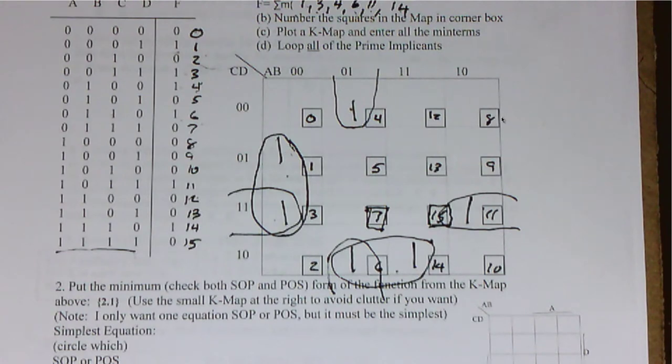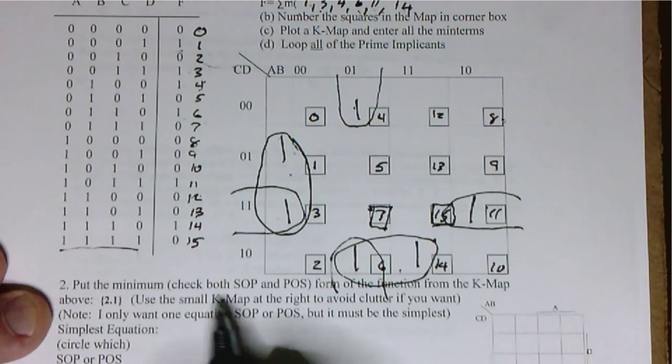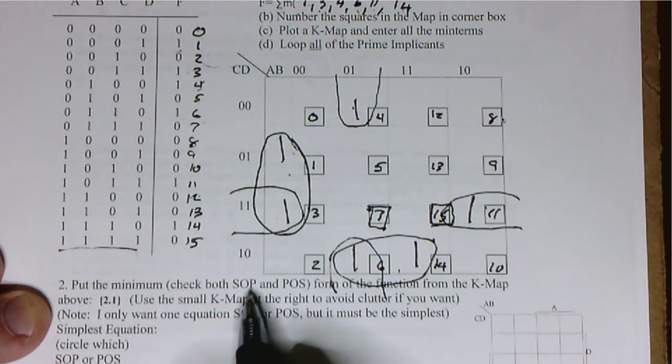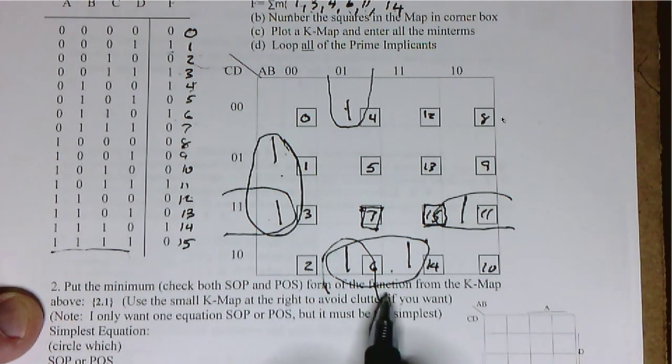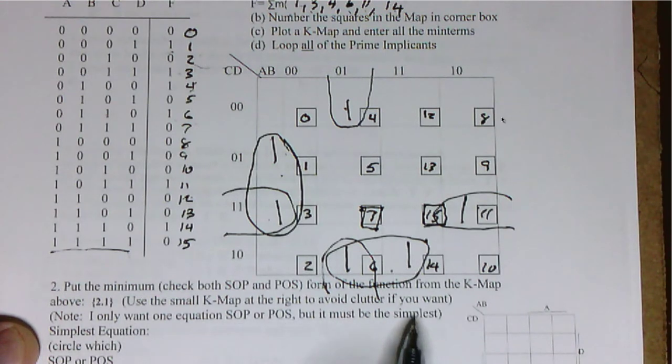And you can read them off. Now, reading them off is the skill that you need. Now, the next question is, put the minimum of both SOP and POS form of the function from the K-map. Use the small K-map to the right to avoid clutter if you want. Notice I only want 1 equation, SOP or POS, but it must be the simplest.